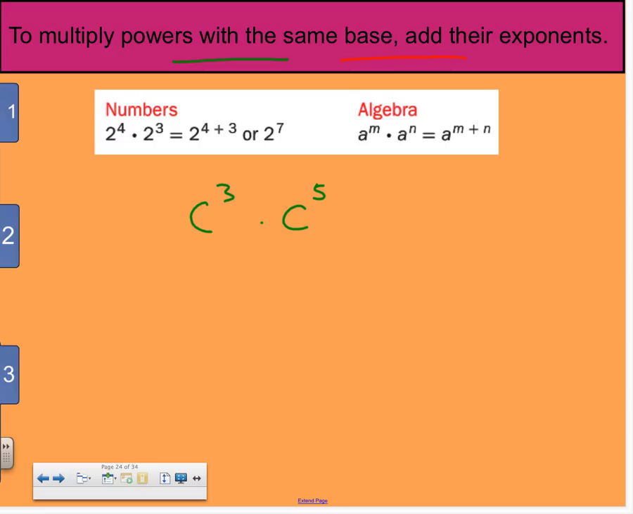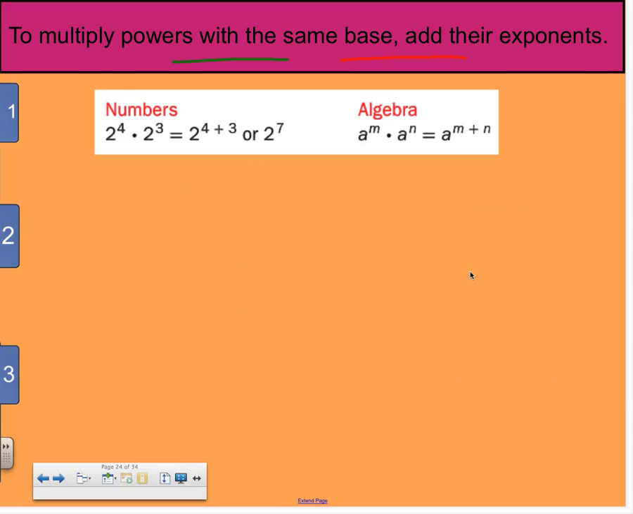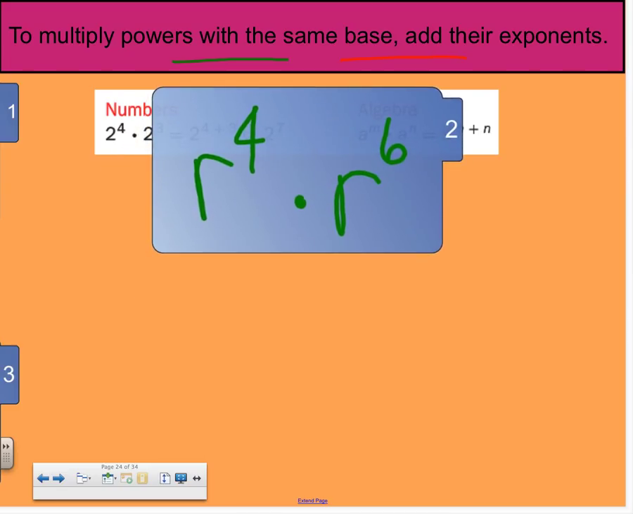We do have the same base, so we can keep the base as c. I'm going to add 3 plus 5 because those are my exponents. That will equal 8. So my answer is c to the 8th power. Let's do one more example just like that. Here I have r to the 4th power times r to the 6th power. My base is going to stay the same, which will be r. Because I'm multiplying these bases, I'm going to add the exponents. So 4 plus 6 equals 10. And then I have r to the 10th power.